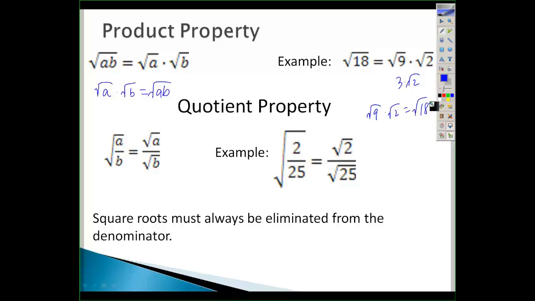When you have two roots and you multiply them, you can multiply what's underneath. Pretty soon we're going to have numbers outside. Those are a different thing, and we'll talk about that more later.